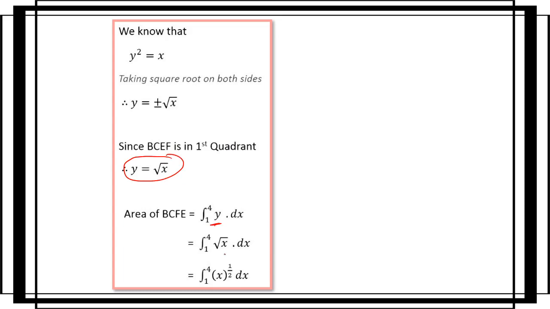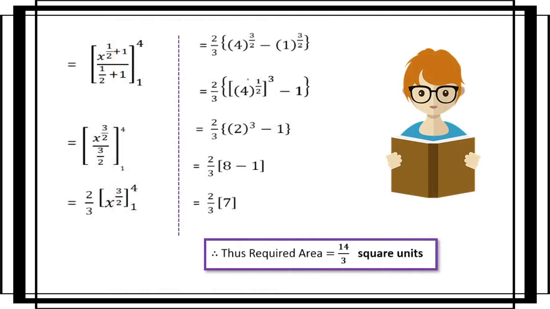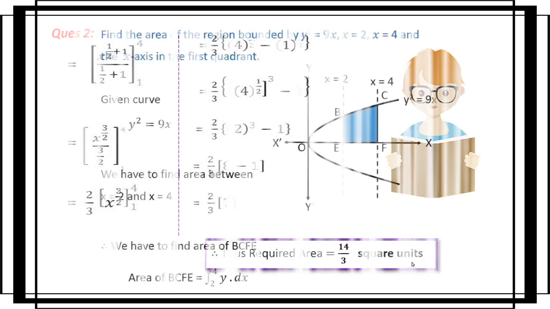Keep the value of y, which is root x, and now integrate this, x raised to the power 1 by 2. After that we know very well what we have to do. x raised to 1 by 2 plus 1 upon 1 by 2 plus 1, we will keep the values. Now upper limit minus lower limit, so 4 we can write as 2 square into 1 by 2. This will be cancelled, or simply we can take it as square root 4. Square root 4 means 2. 2 cube, which is 8, minus 1. So 7. It means 14 by 3 square units is the required area.